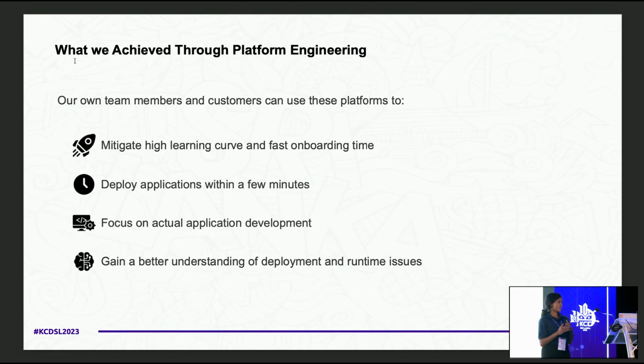So, to summarize what I have discussed, what we achieved through platform engineering is that we mitigated the high learning curve, and it allows us to onboard faster. We can also deploy applications within a few minutes. And of course, you can focus more on actual business application development work instead of routine work like YAML generation and configuration. You can also gain a better understanding of deployment and runtime issues. So that's what we ended up achieving through platform engineering.